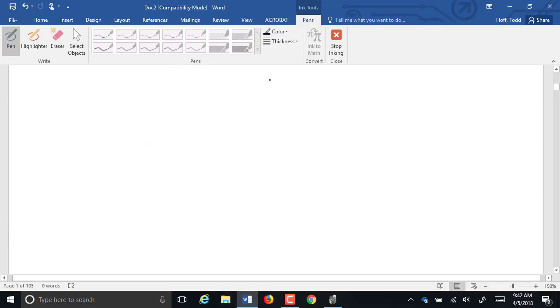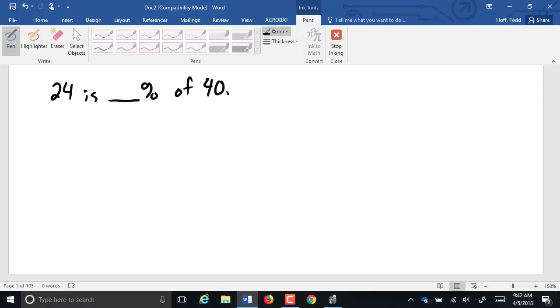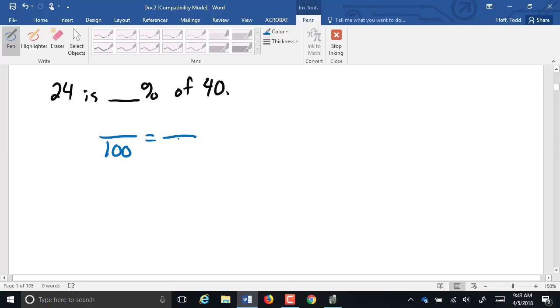We can even have numbers that look like this. $24 is blank percent of 40. Well, I said we always start with the percent, but here we're missing the percent. Well, it doesn't matter. We're still going to start with it. Blank percent means blank over 100. On the other side, we have the 24 and the 40. Which one goes on top?